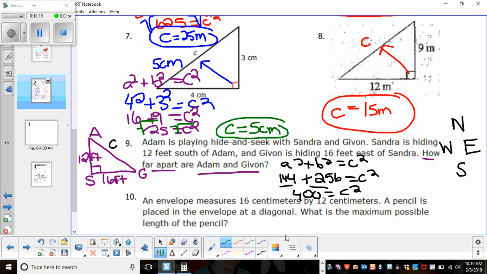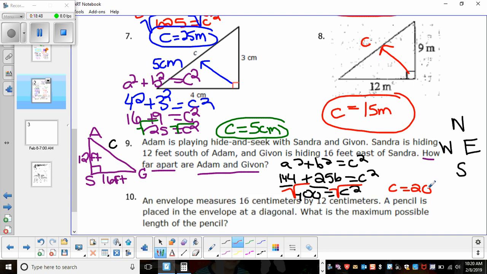Again, I'm trying to find how far apart Adam and Javon are. I have not found C yet because there is a square. So I have to do the opposite of the square, which is the square root. So I'm going to square root each side. And you find that the square root of 400 is 20. We go back and look at our units to see what units we need.